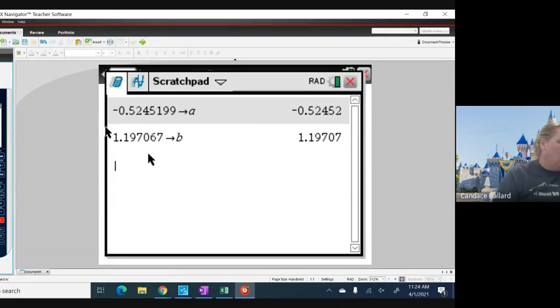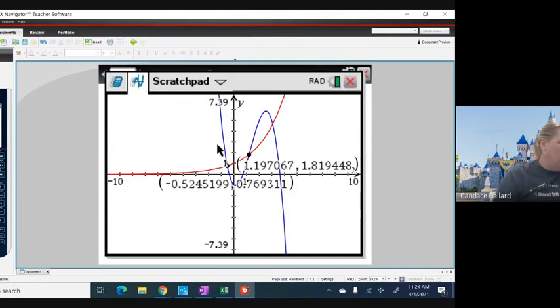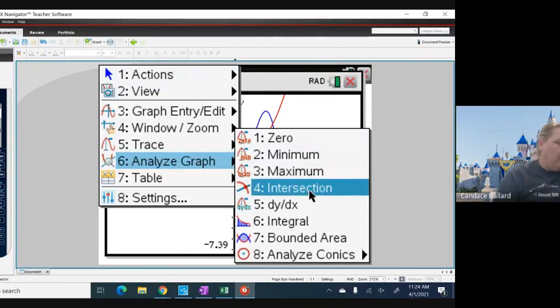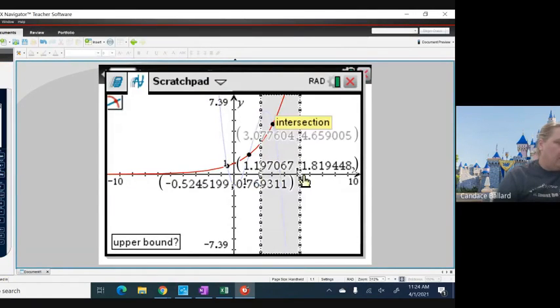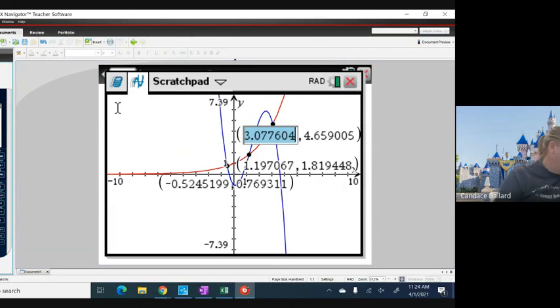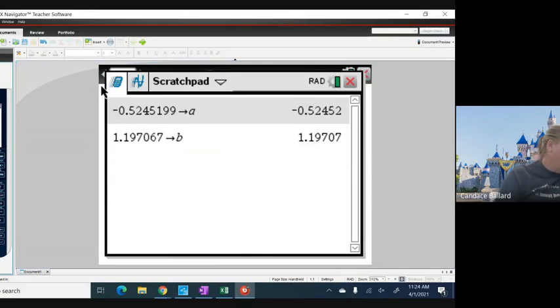All right, one more value here. Menu, analyze graph, intersection, to the left, to the right. There's my value. Click it twice. There we go. Control C. And then I'm going to come back here, Control V. And then we're going to do Control var and store it in C.